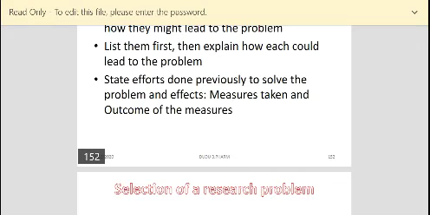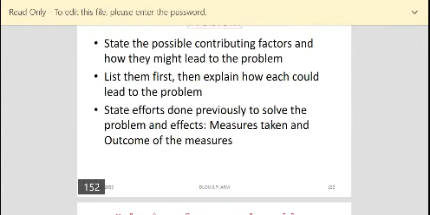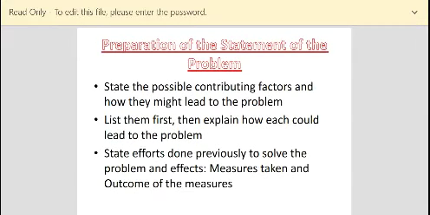So you have to state the effort done previously to solve the problem and the effects, the measures taken and the outcome of the measures. Okay, they did research and that was their findings. Which measures did they take? I think we are getting the point there in preparation of the statement of the problem. The first time, you've seen that when I was trying to explain this, I said for it to be concrete, you have to review to make it sensible, to give it more sense.